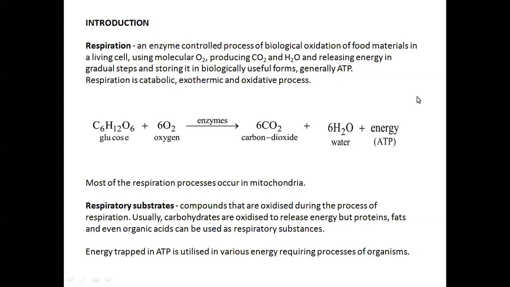So, respiration is oxidation of food material to release energy. It is an enzymatic controlled biological oxidation of food material. Oxidation means we are breaking down food material. By the oxidation of this food material, energy is released, and that energy will be in the form of ATP. So, in simple words, oxidation of food material to provide energy is respiration.